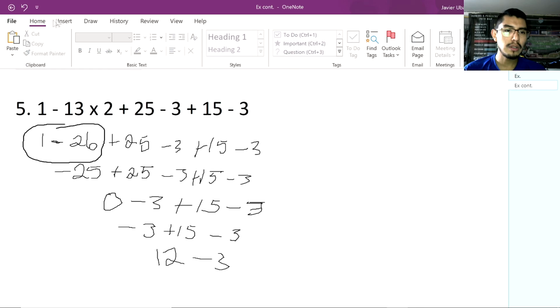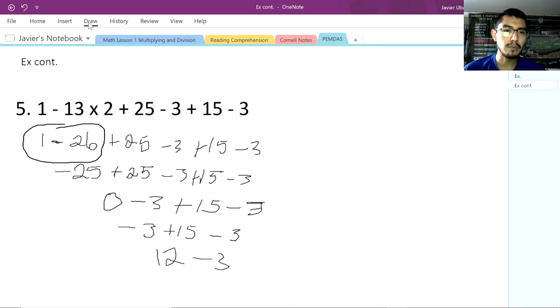So here, let's go back to draw, pencil. So now we have negative 25 plus 25 minus 3 plus 15 minus 3. So now we go to this one, continue to this one. Negative 25 plus 25.